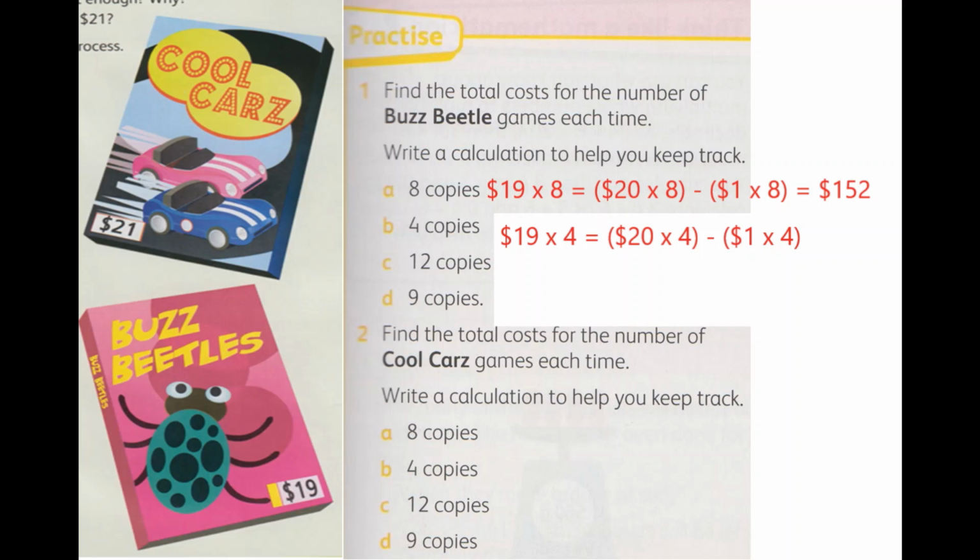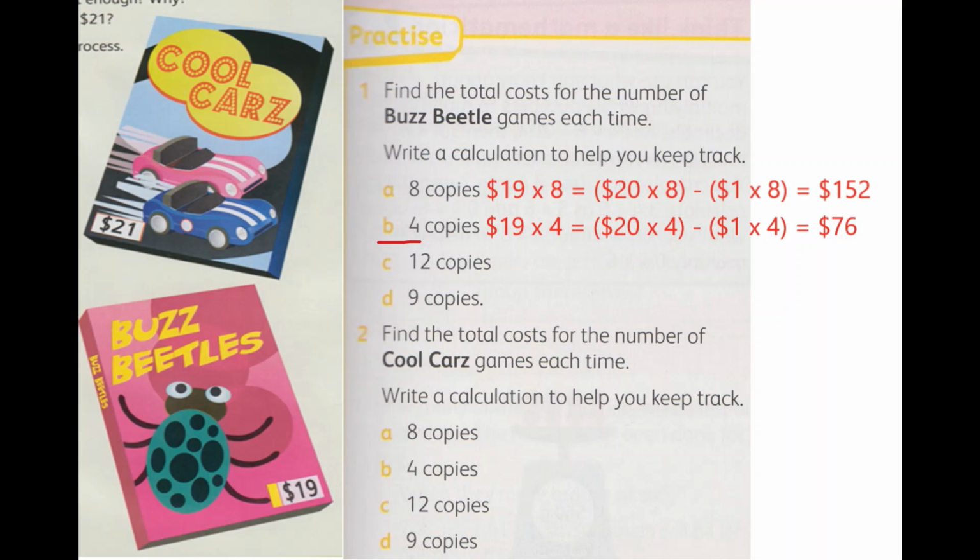So in the bracket, we're going to be subtracting $1 times 4. We take the $20 times 4, which is $80, and subtract the $1 times 4, which is $4. So then we have $80 minus $4, which equals $76. Okay, so that's going to be our answer for letter B.